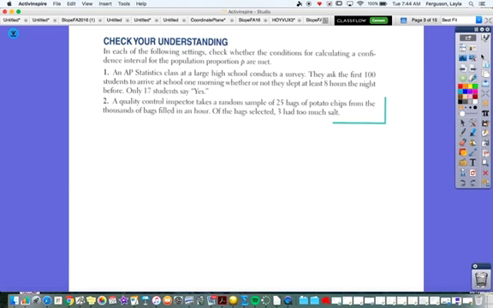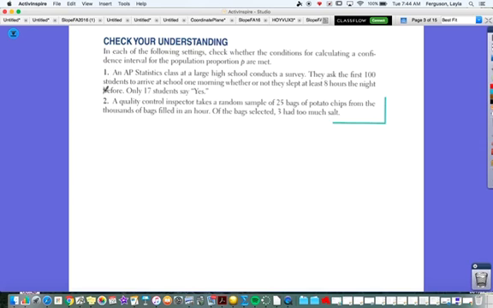Alright, so check your understanding. Number 1 says an AP statistics class at a large high school conducts a survey that asks the first 100 students to arrive at school in one morning whether or not they slept at least 8 hours that night. Only 17 students said yes. So we want to check and make sure that the conditions for calculating the confidence interval for the population proportion P are met.